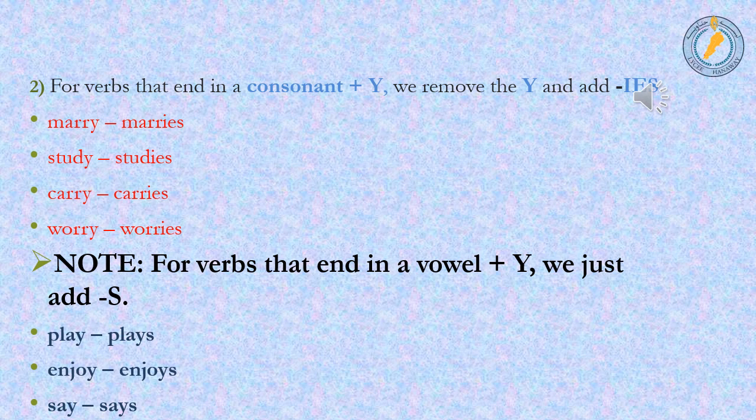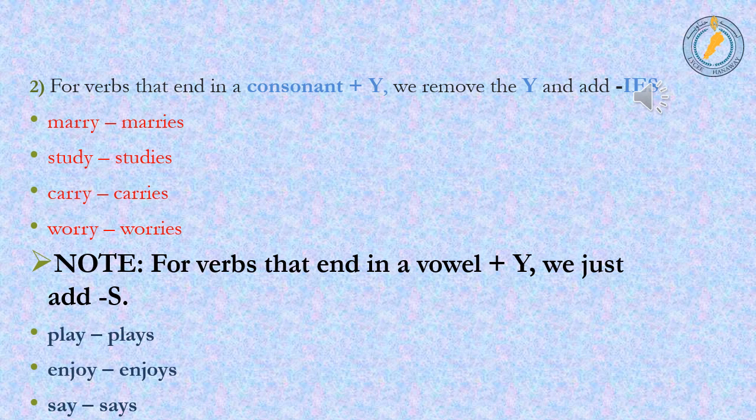For verbs that end in a consonant plus Y, we remove the Y and put I, then we add ES. Example: marry, marries, study, studies, carry, carries, worry, worries.